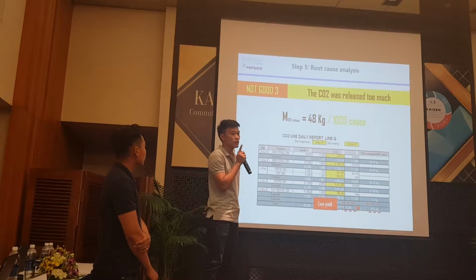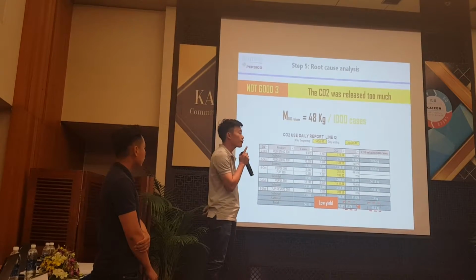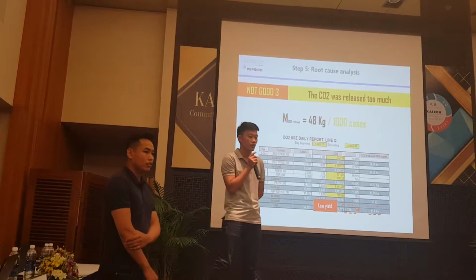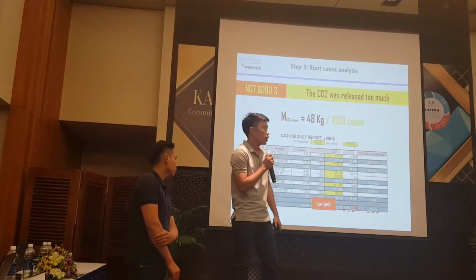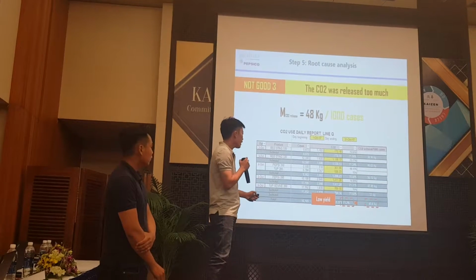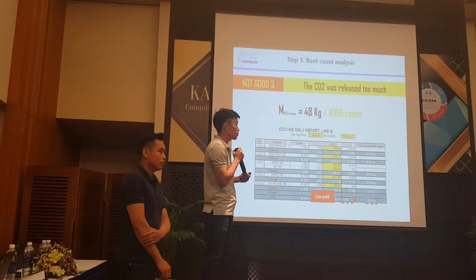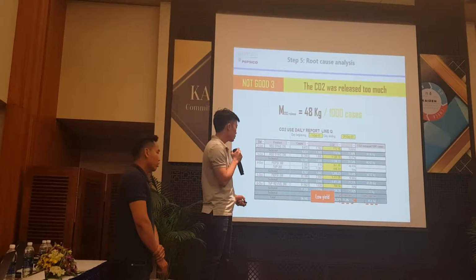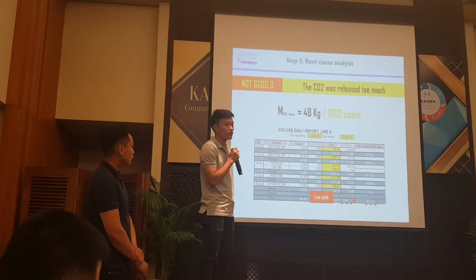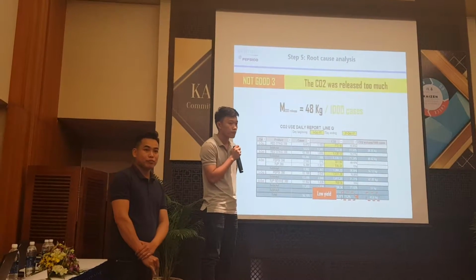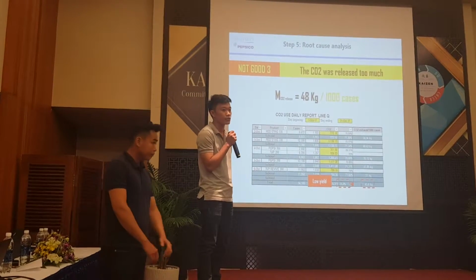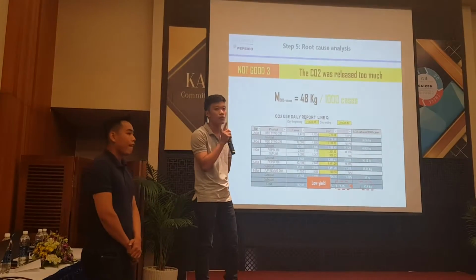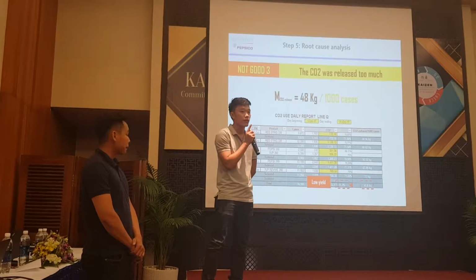But that is the theoretical number. We have to verify it with reality. And this is the report from the utility department. And here we get the average mass of CO2 released is 45.6 kilogram. It's nearly the same as the 48 kilogram that we calculated. This means that the formula that we derived is correct.